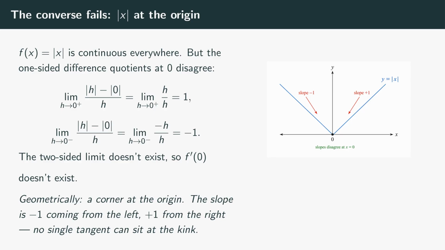The difference quotient at 0 is absolute value of h over h. If h is positive, absolute value of h is just h, so the ratio is 1. If h is negative, absolute value of h is minus h, so the ratio is minus 1. Right-hand limit plus 1. Left-hand limit minus 1. They disagree. By the existence theorem from episode 2, the two-sided limit at 0 doesn't exist, so f prime of 0 doesn't exist. Geometrically, the graph has a corner at the origin.